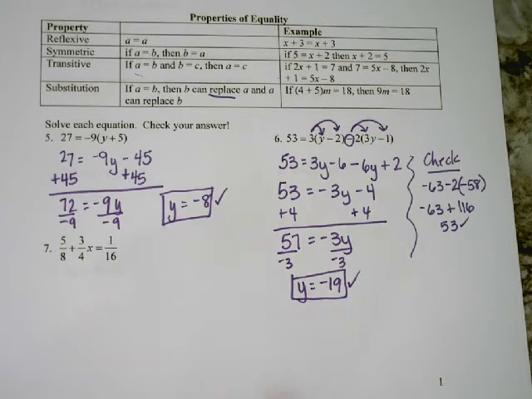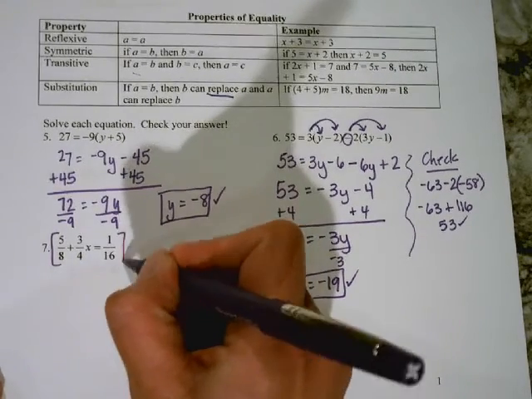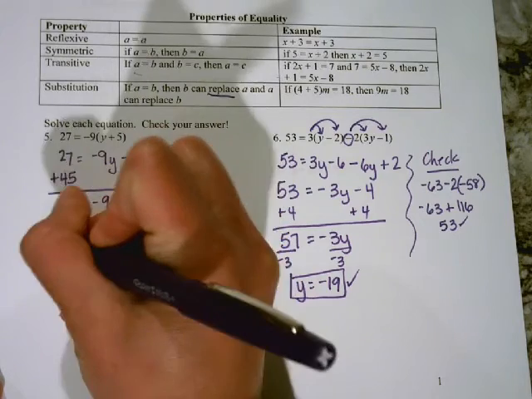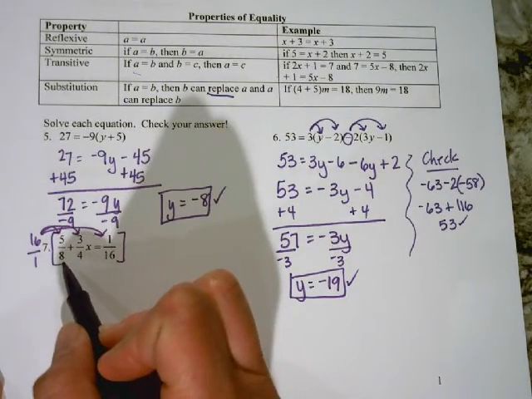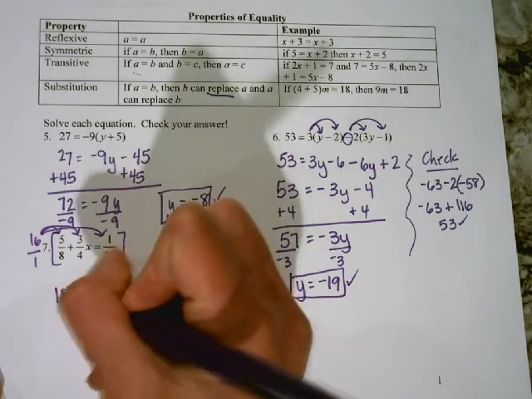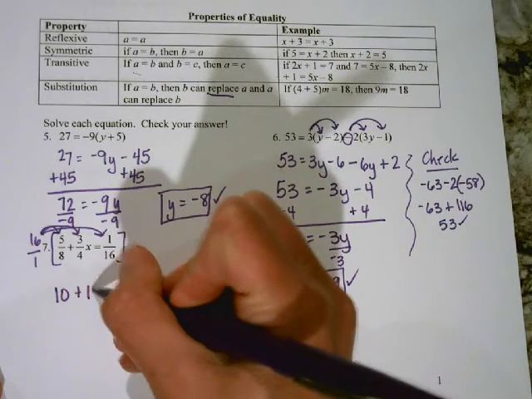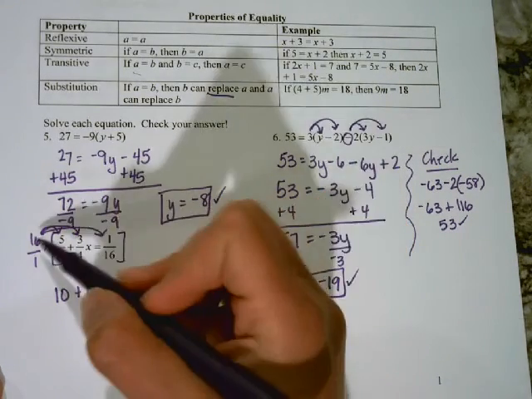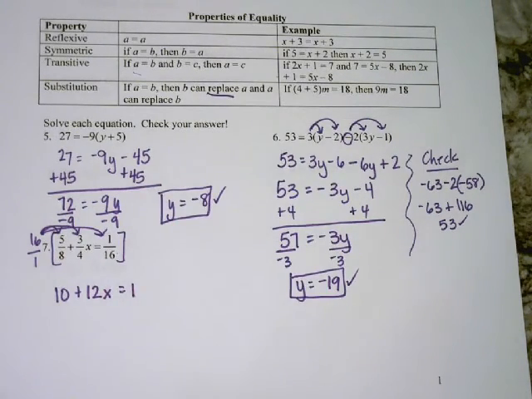And so I'm going to look at it and say, okay, it looks like 16 is my biggest denominator, and 8 and 4 both go into 16. So I'm going to distribute and multiply 16 to everybody. All right, 16 divided by 8 is 2, times 5 is 10. 16 divided by 4 is 4, times 3 gives me 12 with an x. 16 divided by 16 is 1, so that guy equals 1.